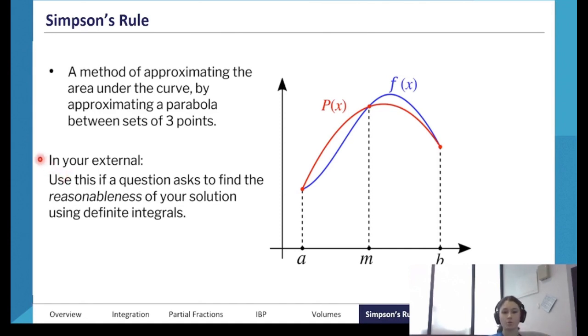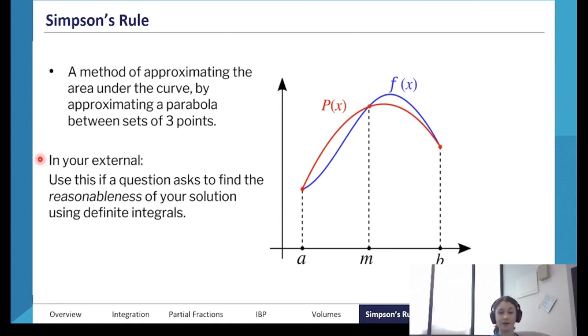is how you will be asked to use this in your external, or possibly in your internal as well. So, how will you be asked to use this in one of your exams? Because applying Simpson's rule is kind of a simple procedure, it doesn't actually require a lot of critical thinking. It's just like applying a formula.